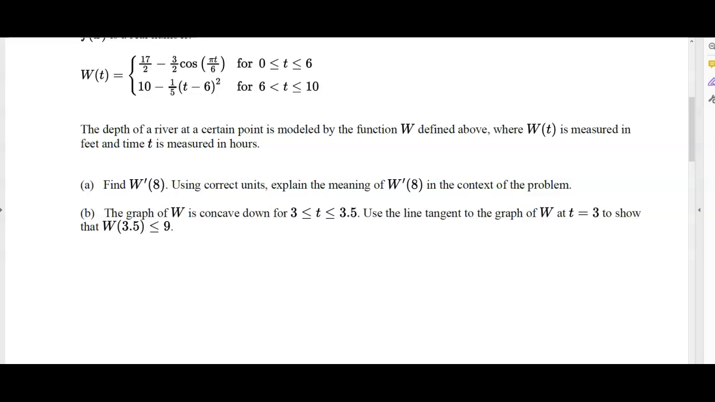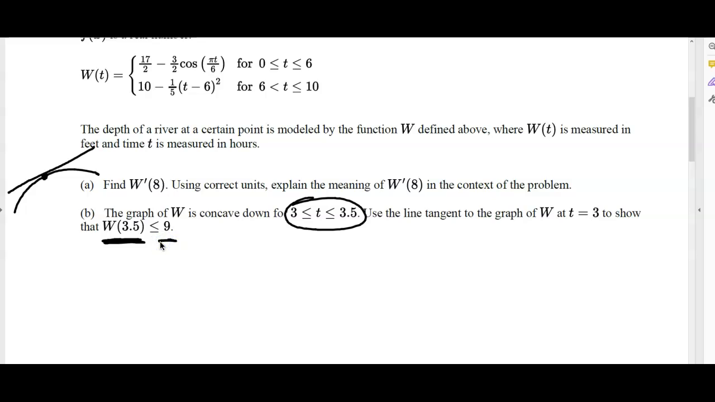All right, the graph of W is concave down on this interval here that they're giving us. Use the line tangent to the graph of W at t equals 3 to show that W of 3.5 is less than or equal to 9. All right, so here's what comes into my mind when I see this. They're telling me my graph is concave down, and we're talking about a tangent line. Now, they want me to also show that the value of my function is less than 9.